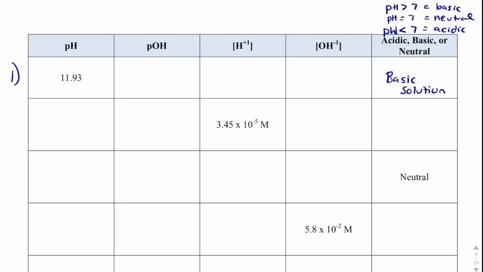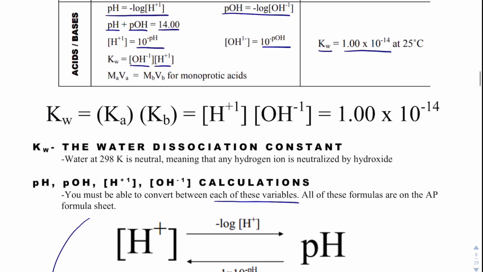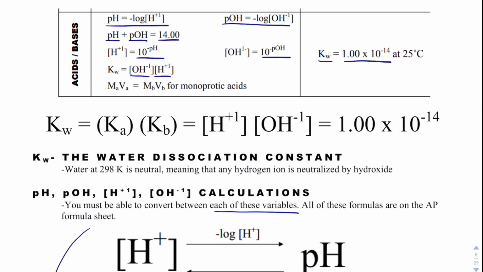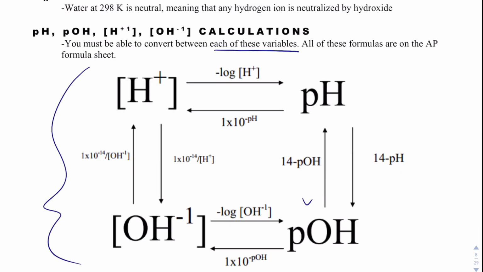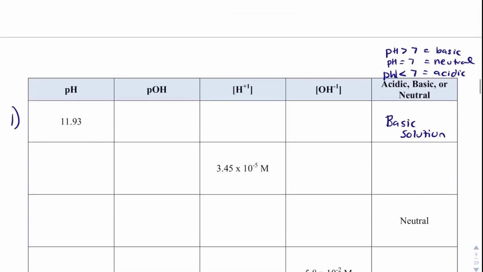So I'm going to look at my formula sheet, and I'm going to see how I get pOH. I can go pH to pOH using this formula. So I will say 14 minus pH equals pOH. 14 minus 11.93, and I get 2.07.